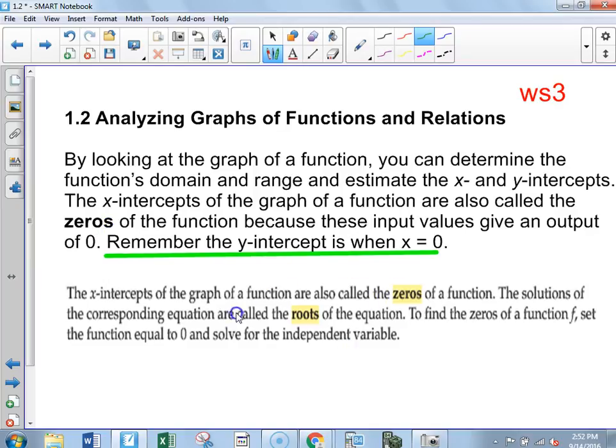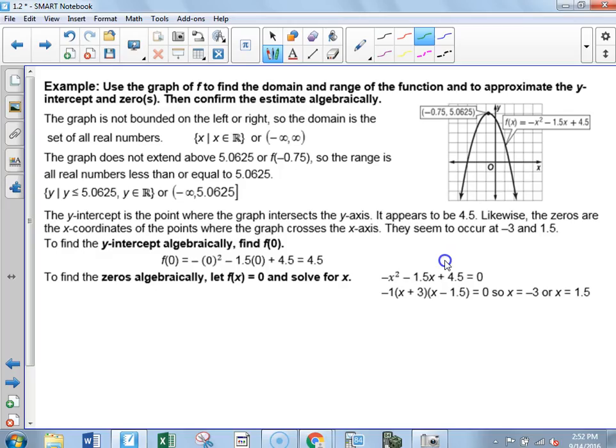And down here it says they're also called the roots of an equation. When you actually put in a 0 and solve for the x values, they're called the roots. So x-intercepts, zeros, and roots are all just 3 fancy words for the same thing. All right. We're going to find the y-intercepts. It says, remember, the y-intercept is when you put x equal to 0, yes? We've talked about all of this before.